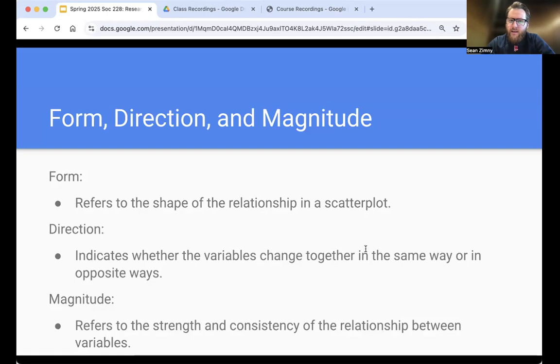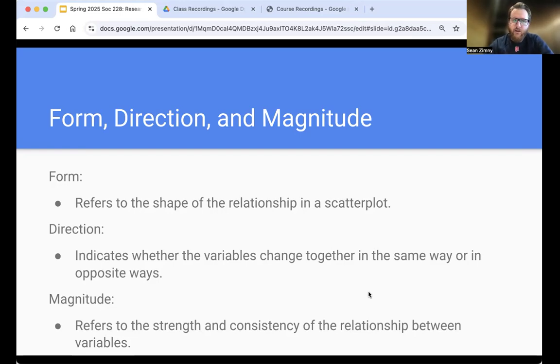Direction now, and I really want you to focus on magnitude and direction. These are the two I really want you to hone in on. Direction indicates whether the variables change together in the same way or change in opposite ways. Positive, like I mentioned, is as one variable increases, the other increases, so study time and grades, for example. Negative is as one variable increases, the other decreases, like greater exercise time for an individual, the less body fat that person likely has, as an example. Magnitude now, this is the new part. Magnitude refers to the strength and consistency of the relationship between variables, the strength and consistency.